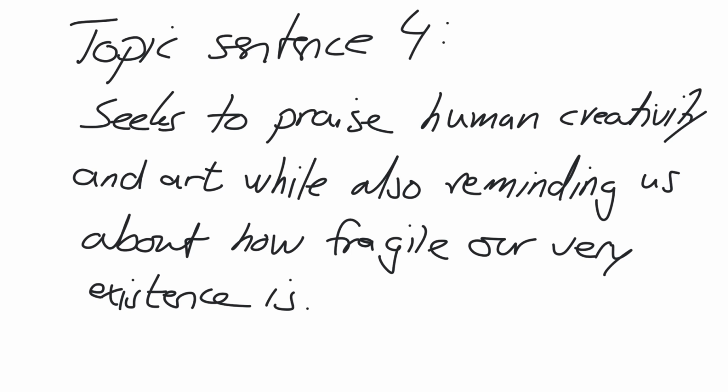And that fourth paragraph would probably start with a topic sentence something like this. In his poem, the poet seeks to praise human creativity and art while also reminding us about how fragile our very existence is. That allows you to talk about the poem more holistically, and you could really bring up any of those broader techniques that we've talked about to explore how, on the one hand, he's encouraging us to write, but also to be careful about what we write, because obviously these things will be testaments to human creativity as a whole. But it is a way for us to preserve ourselves for the afterworld.